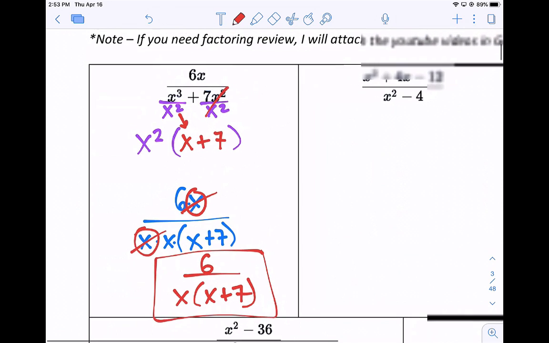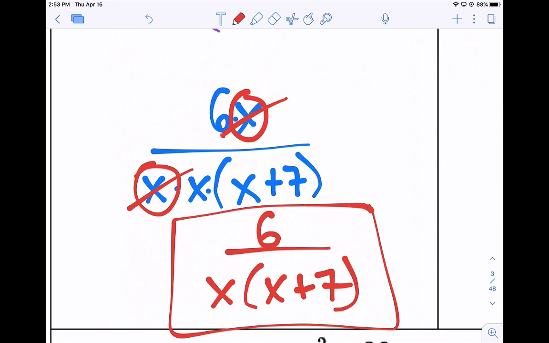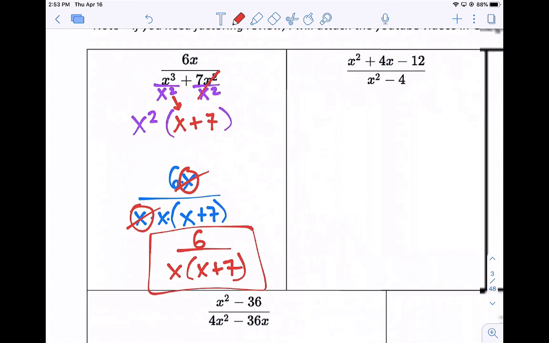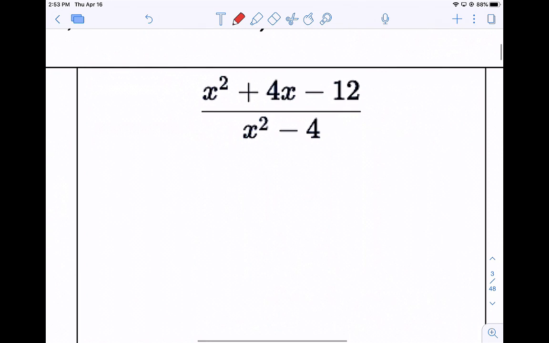So there's an example of pulling out a greatest common factor, and then taking a look at what's the same on the top and bottom that we can cross off? And there was 1x on top that we could cross off with 1x on the bottom. All right, let's try the next example here, which is a trinomial over a binomial.